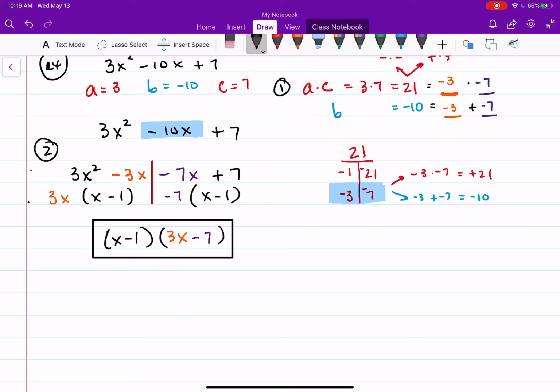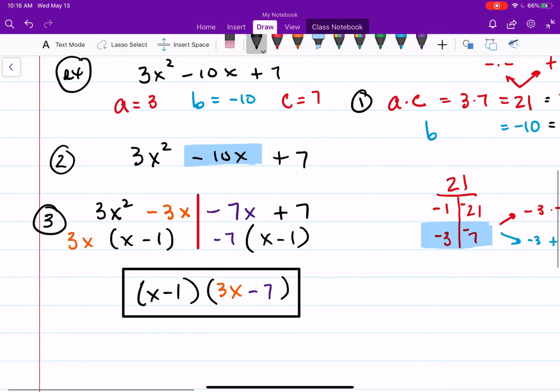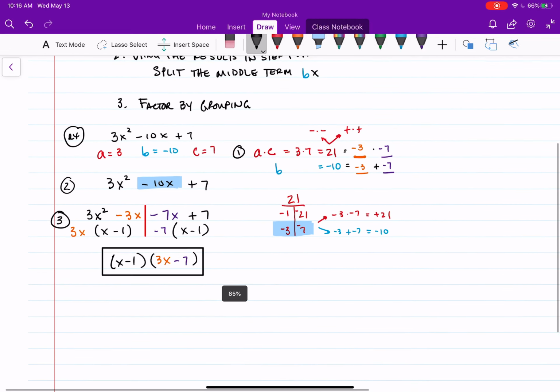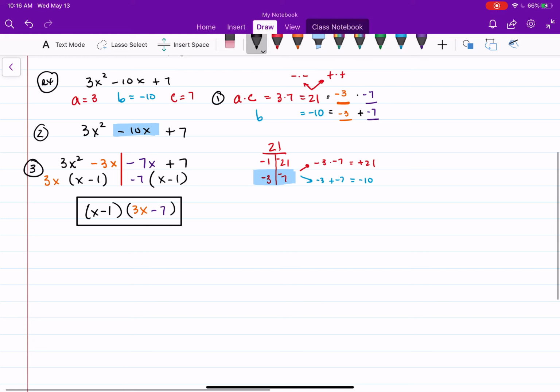So I should probably say this. Erase this and call this step 2, and then call this step 3, okay? So step 1 was AC, step 2 was to split the middle term, step 3 was to do factor by grouping, okay? Now, yes, these are 3 steps as we're going. Now, here's what I want to bring up to you, okay?